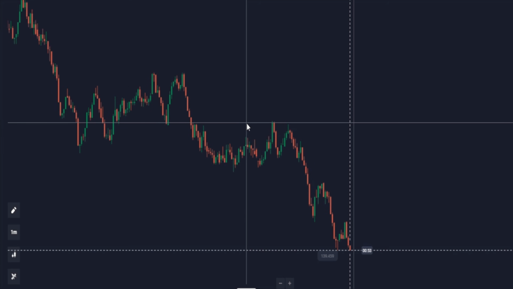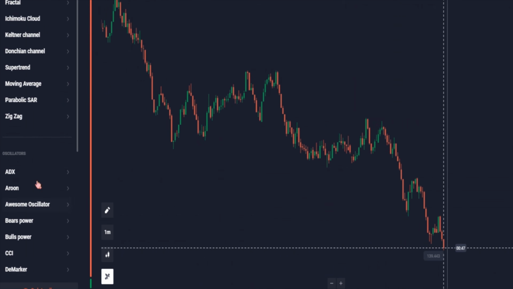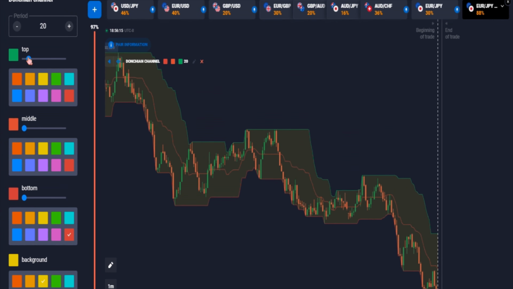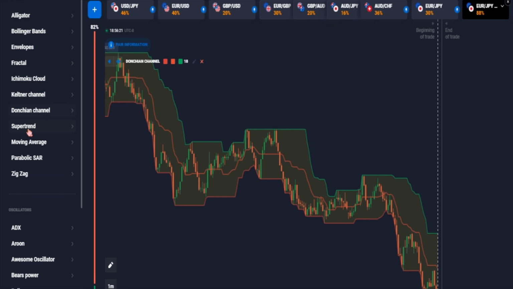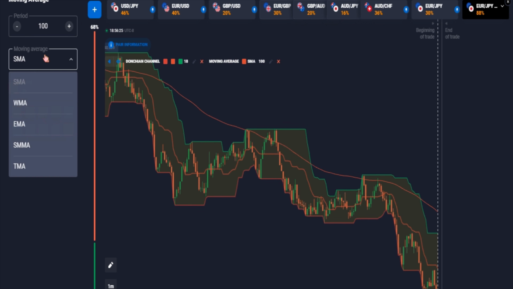Now, let me show you how to set up the Donchian Channel and give you some examples, friends. First, you will need to set your time frame to 1 minute. Then go to the Indicators tab, select Donchian Channel and set the period to 18. Next, select Moving Averages, select EMA, and set the period to 100. Remember, we will place trades for 1 minute.